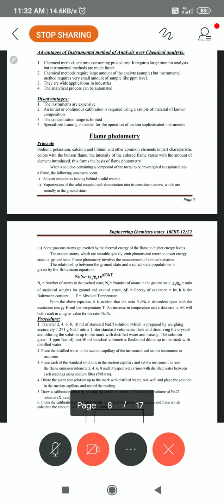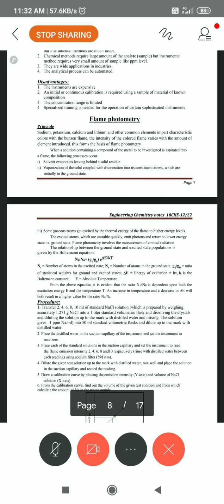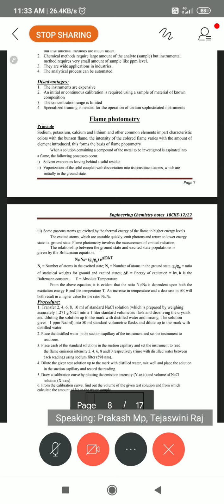1 gram dissolved in 1 liter, you can call it a 1000 ppm solution. From that, you pipette out 1 ml and again dissolve it in 1 liter, then you can call it a 1 ppm solution. Very simply, for 20 ppm, you pipette out 20 ml from the stock solution and dissolve it in 1 liter of DM water. That we call a 20 ppm solution.